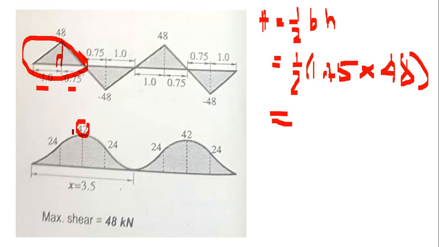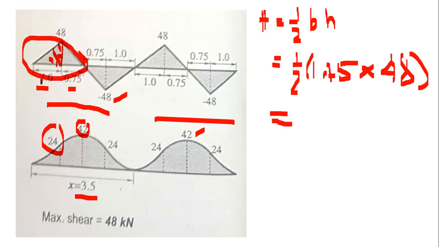Kaya 42. Actually, hinahanap lang naman dito maximum shear at maximum moment. Itong 24, makakompute natin din kasi this is just the area. 1/2 of 1 times 48 is obviously 24. But the total is 42. Since this is symmetrical, you have the same values here and here. So maximum shear is obviously 48. Maximum moment is 42. The point of inflection, where the moment is 0, is obviously here at 3.5, which is 1 plus 0.75 plus 0.75 plus 1, 3.5. Actually, just in the middle.